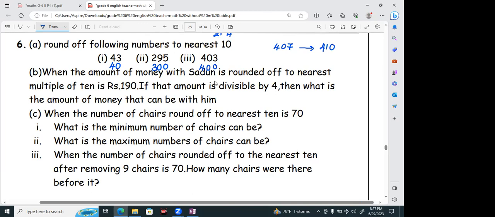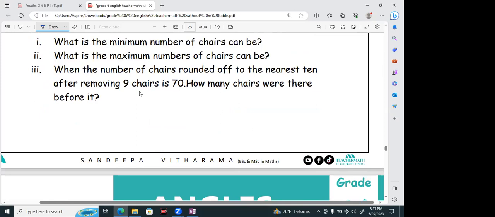When the amount of money with Sandun is rounded off to the nearest multiple of 10, it is 190 rupees. If that amount is divisible by 4, then what is the amount of money that can be with him? What is meant by that?